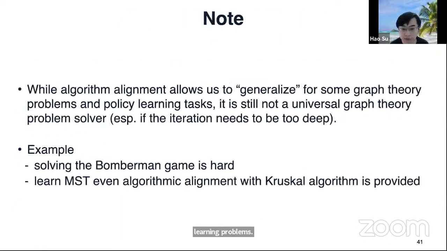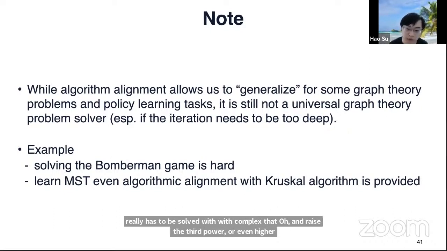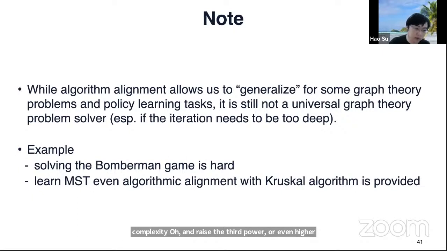And there's a final note. While algorithm alignment allows us to generalize, or compositionally generalize, for some graph theory problems and could be applied to policy learning problems, it's still not a universal graph theory problem solver, especially if the number of iterations needs to be very deep. For example, if an algorithm has to be solved with complexity O(n^3) or even a higher-order polynomial, then you need a very deep network. And it becomes very hard for gradients to penetrate through that many layers.